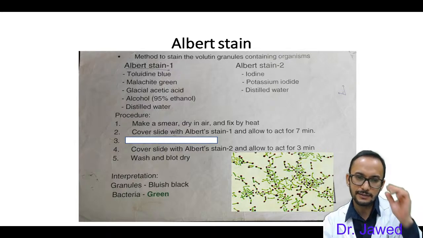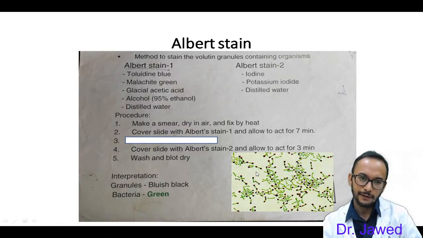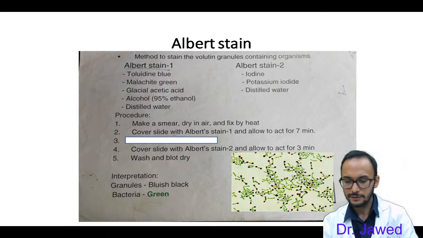So what we'll see is, in the case of Corynebacterium diphtheriae, a greenish cytoplasm. The cytoplasm of the bacteria will be greenish. That means the bacteria will be green, and the metachromatic granules will appear as purplish red color.